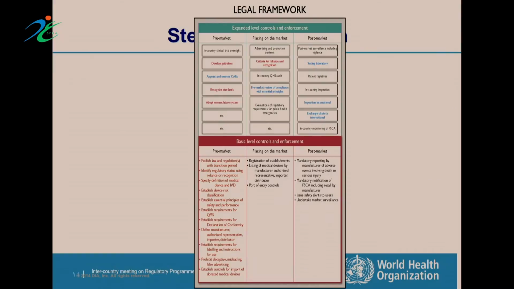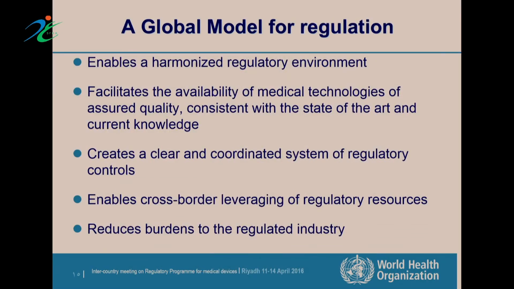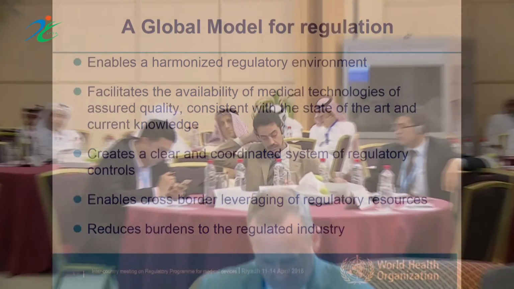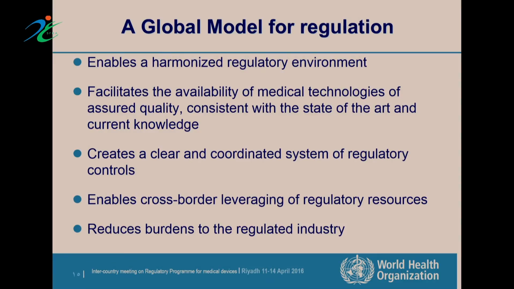So what we think is that a global model enables the environment, has a possibility of technologies of assured quality reaching the patient, a clear system of regulatory controls, also across borders, and reduces the burdens to regulated industry. And I have to stress here also the use of harmonized norms and standards. ISO is very important, but countries should use the latest version, because if not, industry has a problem and they are complaining about this.